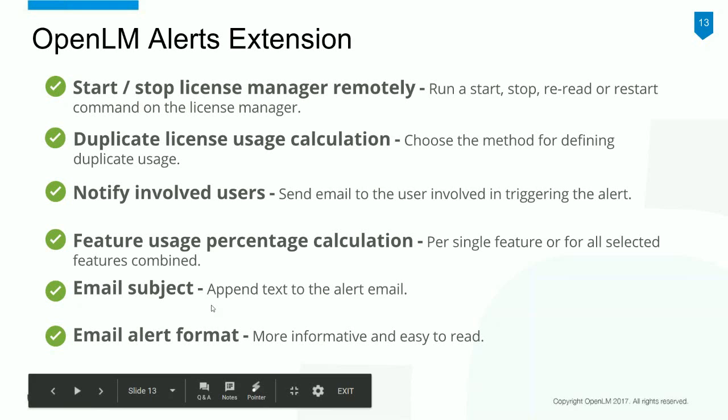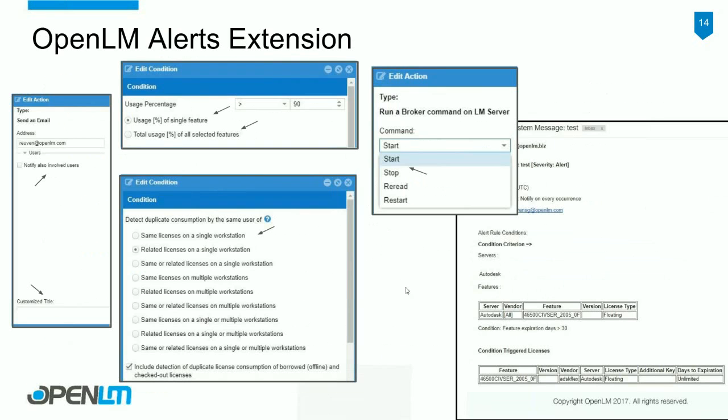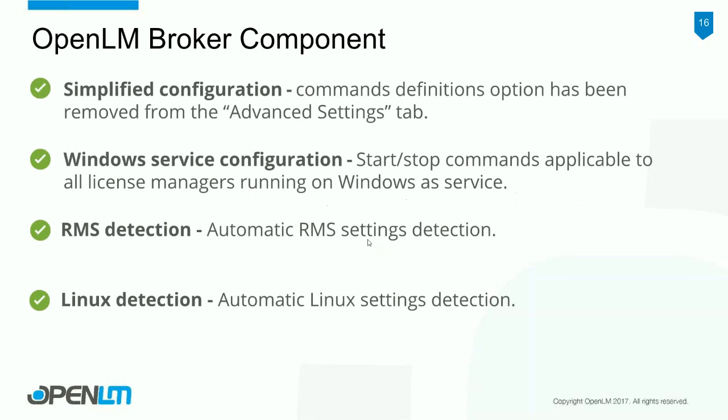It's in the form of a table as requested by many customers. So you can see the changes here, but I'm not going to go over this one by one. I'm just going to show it to you in the live demonstration. So we took a look at all the server changes. We saw all the changes to the alerts extension. And now we're going to take a look at the broker component.